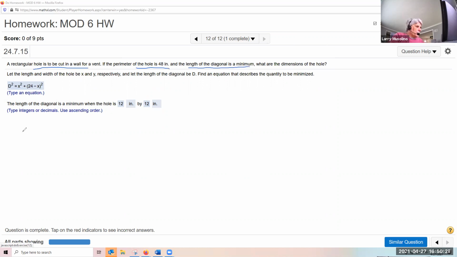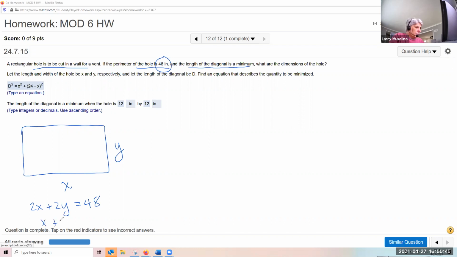All right, well, let's draw a little rectangle here. This is the hole in the wall. Again, let's call this x and y. They're telling me the perimeter is 48. Well, the perimeter is 2x plus 2y. That's equal to 48. Let's divide everything by 2. That'll be x plus y equals 24.